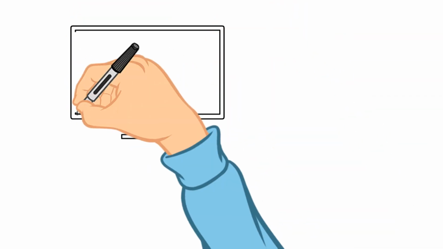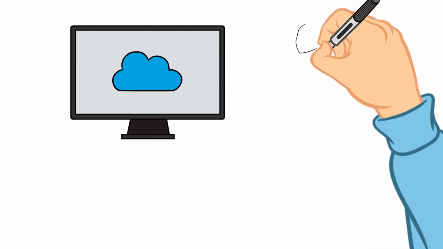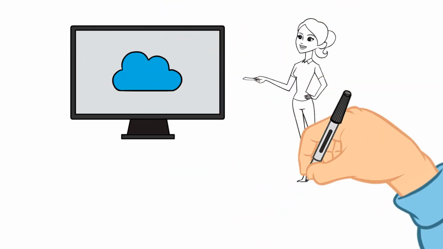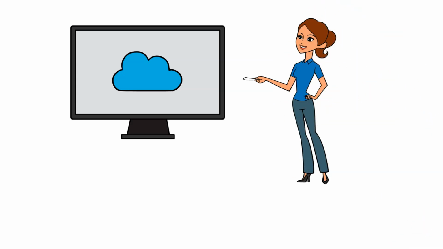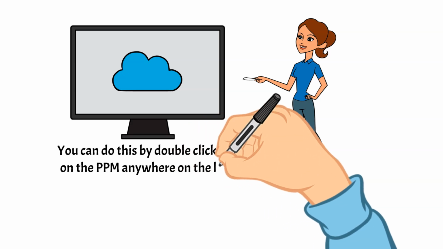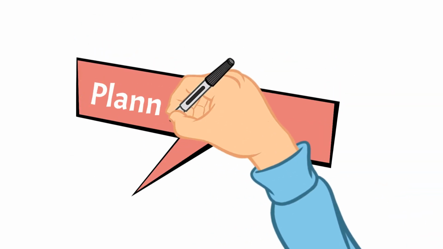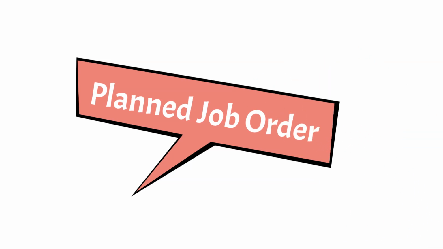Let's start where we left off in part 1 and open one of the PPMs and take a look in more detail. You can do this by double-clicking on the PPM anywhere on the line. This will open the planned job order. We will only look at the sections that you will use as a contractor.